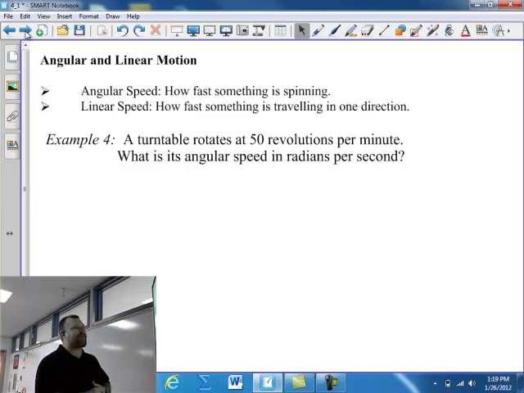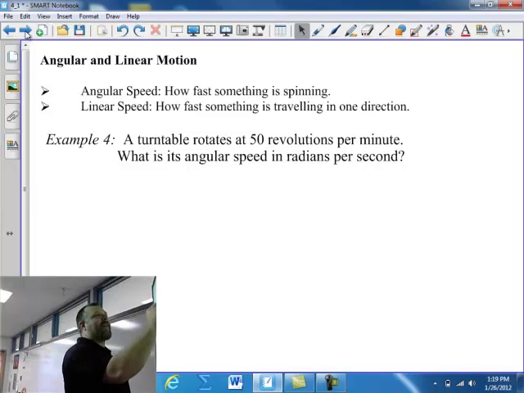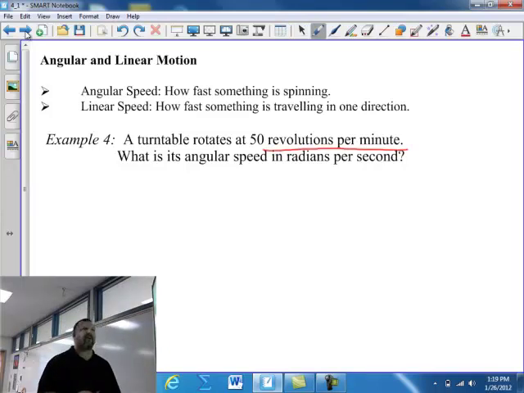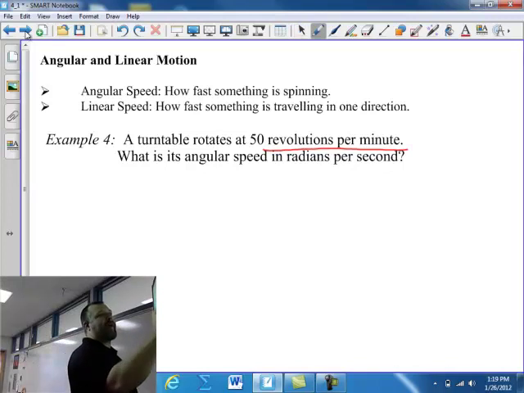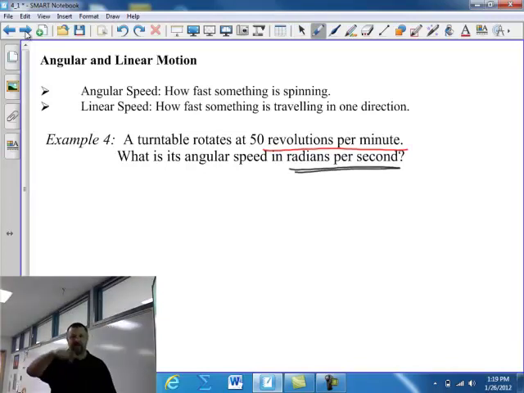If I have my example here, a turntable, or how about a CD player? It's rotating at 50 revolutions per minute. For those of you who don't know what a turntable is, find your parents, and some of you might need to find your grandparents. But a turntable rotates at 50 revolutions per minute. That is a rate. So we're going to start with that. Now, we want to change this into its speed in radians per second. Radians per second is how fast it's spinning in an angular measurement, so it's an angular speed.